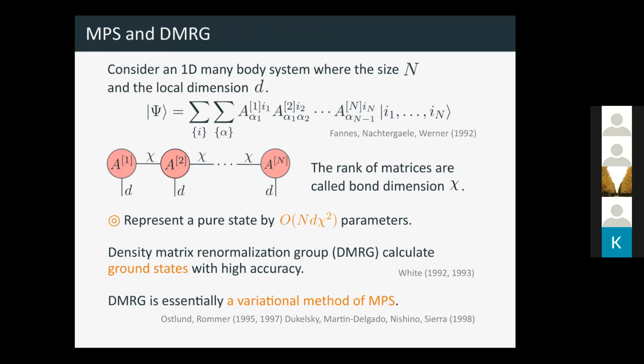Now, I'm going to explain the matrix product state. Here, we consider a 1D quantum many-body system of size N and of local dimension d. The MPS represents a pure state as a chain of local matrices A. And the rank of matrix A is called the bond dimension chi. By keeping this chi constant, we can describe a pure state by N d squared times chi parameters. For the ground state, the matrix product representation has already been very successful as a variational function of DMRG.